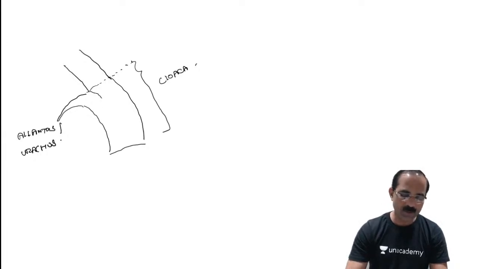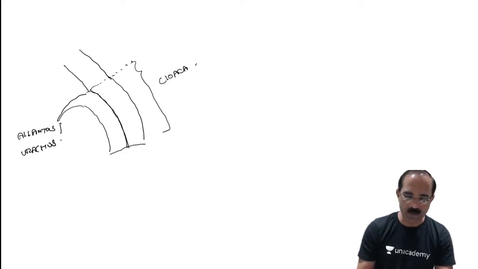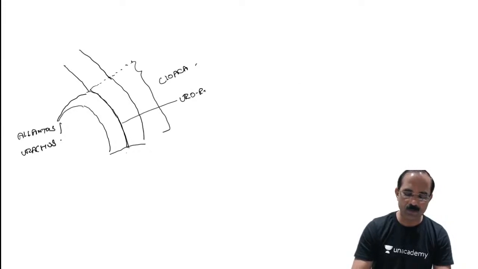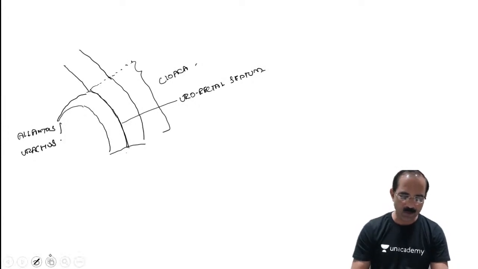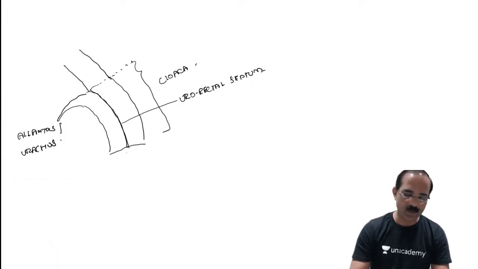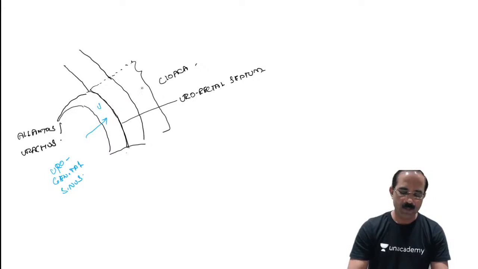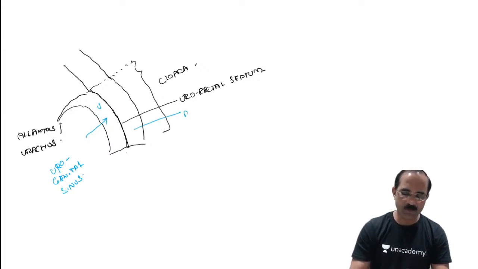Now a septum is formed here, and the septum is going to divide the cloaca. What is the name of the septum? The name of the septum is the urorectal septum. And this urorectal septum is going to divide the cloaca into two parts. This is known as the urogenital sinus, and the posterior part is going to form the rectum and anal canal.